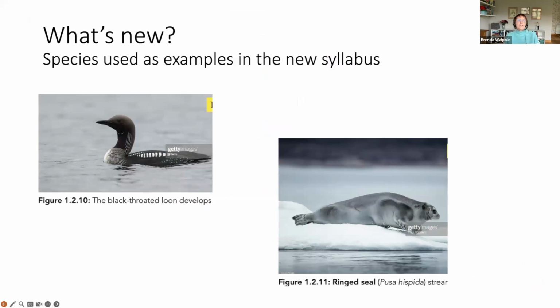So what else is new? Well, I would say one thing that is very different is the fact that certain species are used as examples in the syllabus. These two, the black-throated loon and the ringed seal, are 2 examples which the syllabus suggests we use to talk about how organisms survive in and on water and the adaptations that they have to do so.